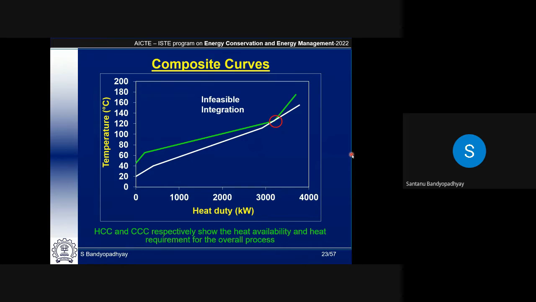Now, can they touch? If the delta T goes to 0, then we know there is another equation, Q equals UA LMTD. Your LMTD goes to 0, so area goes to infinity. That means you require an infinitely large heat exchanger. The cost is infinity, which makes no sense. So we definitely need some temperature difference. And this temperature difference is called delta T min, or minimum approach temperature.